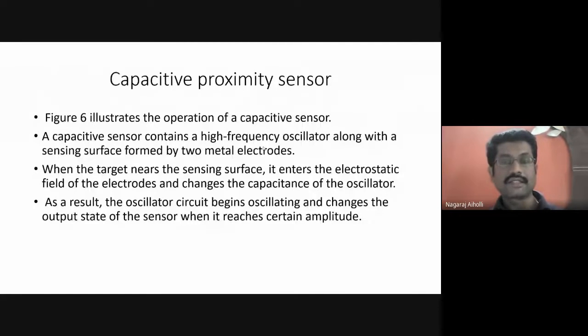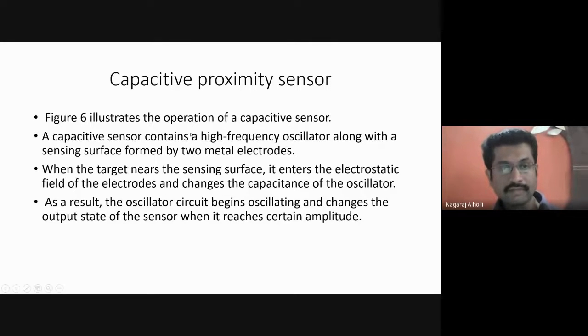The capacitance is changed. What is the equation for capacitance, students, in terms of charge and voltage? Try to recollect what you have studied in your first year. C is given by Q by V. C is equal to Q by V. This is the equation of the capacitance. So if the charge changes, then the capacitance changes. C is equal to Q by V, where Q is the charge and V is the voltage.